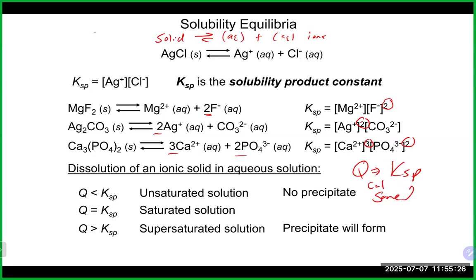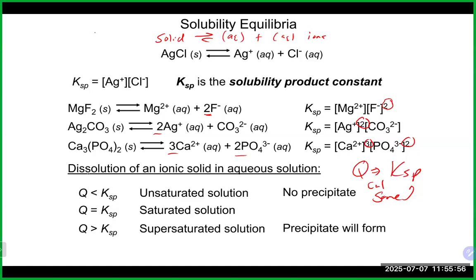Q, just like before, means we're not really sure it's at equilibrium or not, but in this particular case, we could use Q and compare it to the KSP to help us decide whether or not we would expect a precipitate to actually form. So if Q is less than the KSP, we have an unsaturated solution. An unsaturated solution is a solution where you haven't hit the maximum amount of solute that will dissolve at that point. So we would expect no precipitate to form.